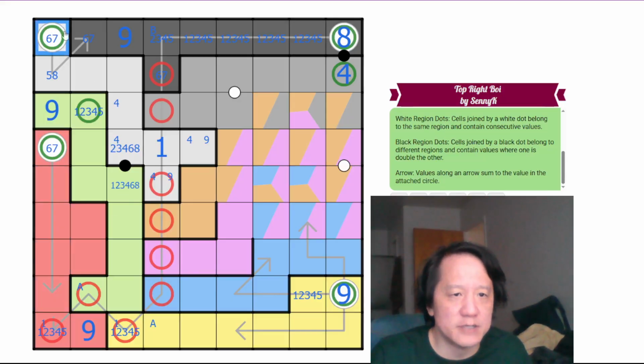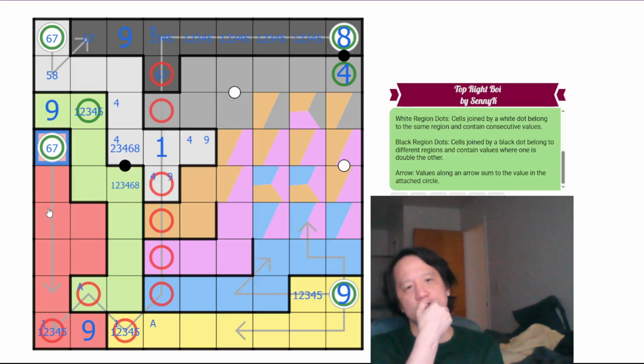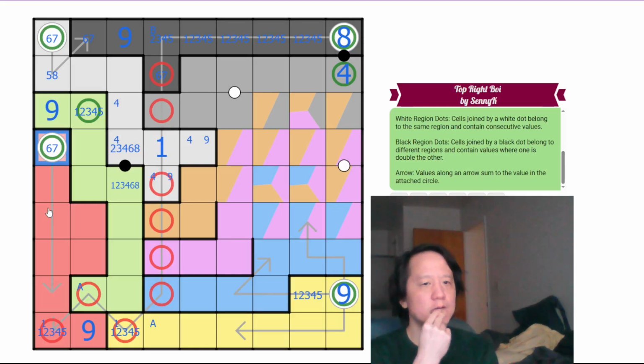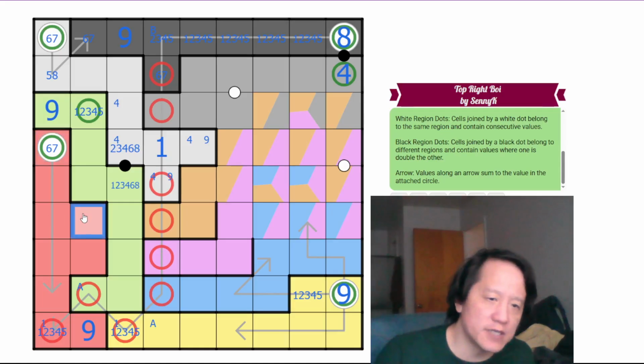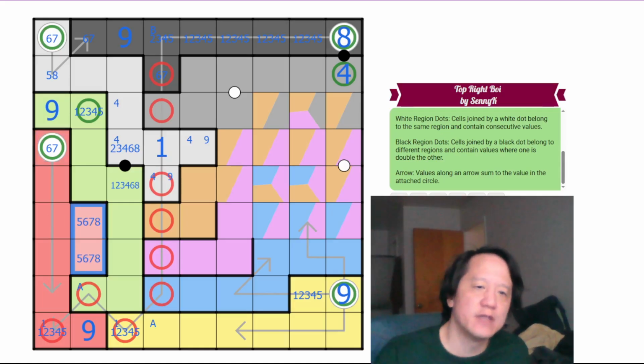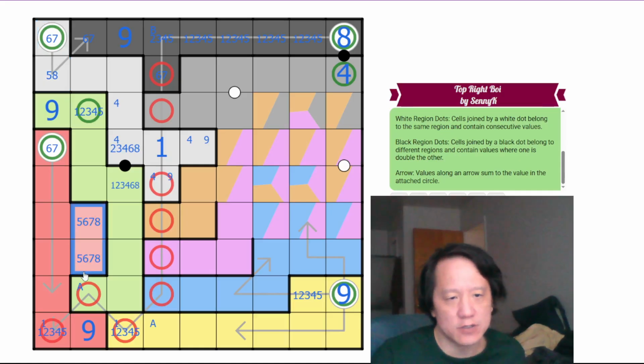Again, if this is 6 doubled, that's 7, this is 5. We would have to have 7 doubled here. So these have to be 5, 6, 7, or 8. They must correspond to these two digits here, because there's no other place for it in the red region.